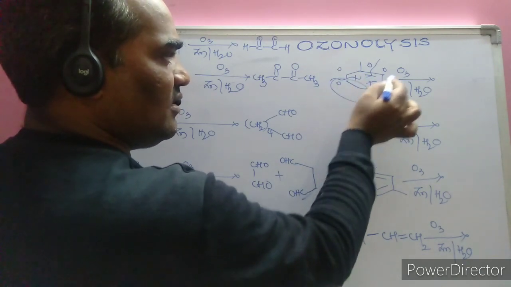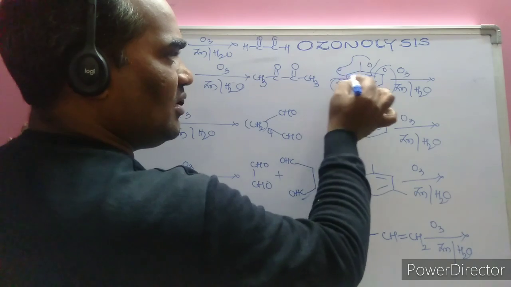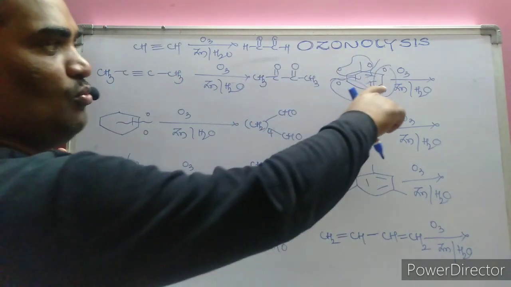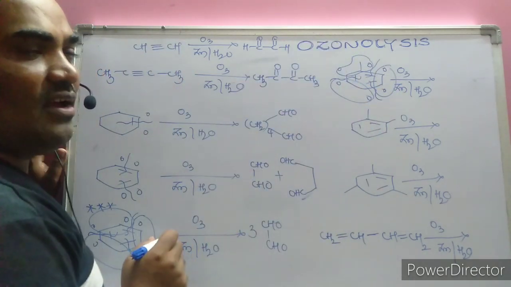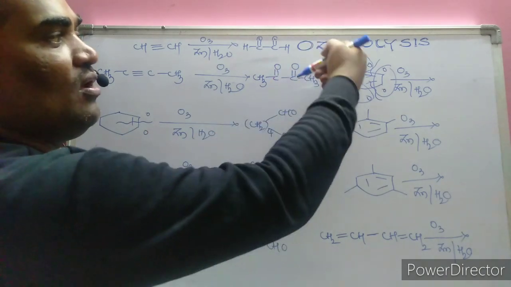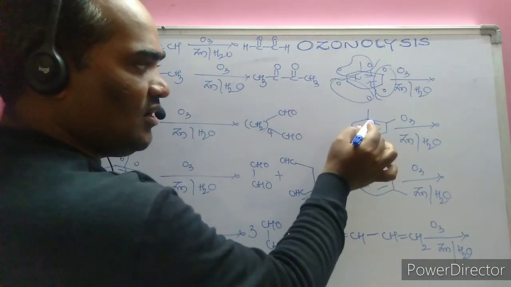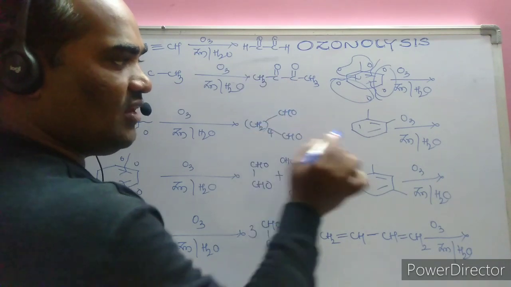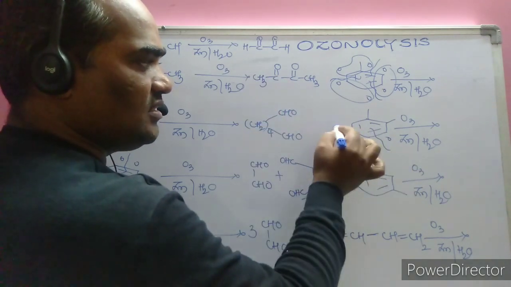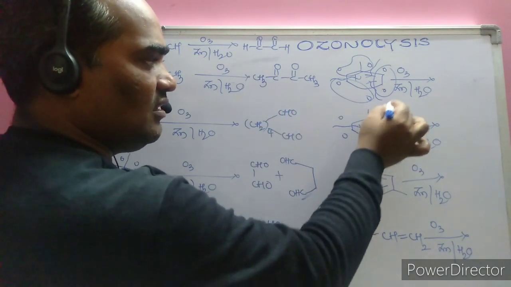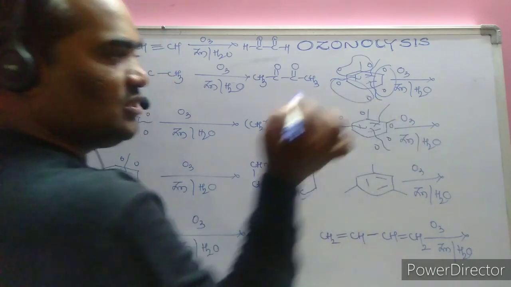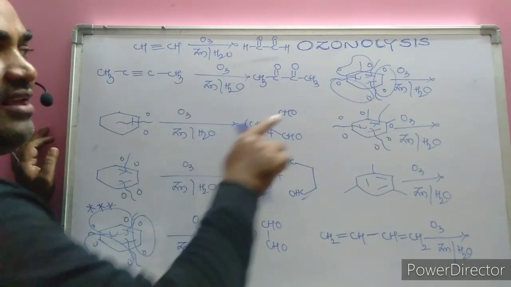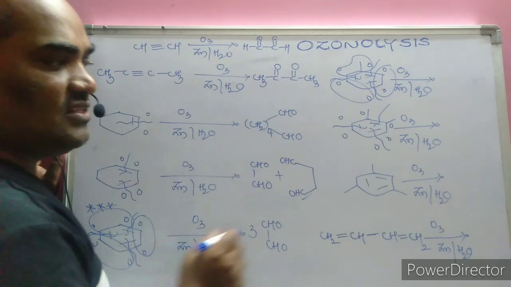This is one glyoxal, this is another glyoxal, this is one methyl glyoxal. 2 moles of glyoxal and 1 mole of methyl glyoxal. Here the double bond position is a very important one. Oxygen, oxygen, here oxygen, oxygen, here is also oxygen and oxygen is present. 2 moles of methyl glyoxal and 1 mole of glyoxal are formed.